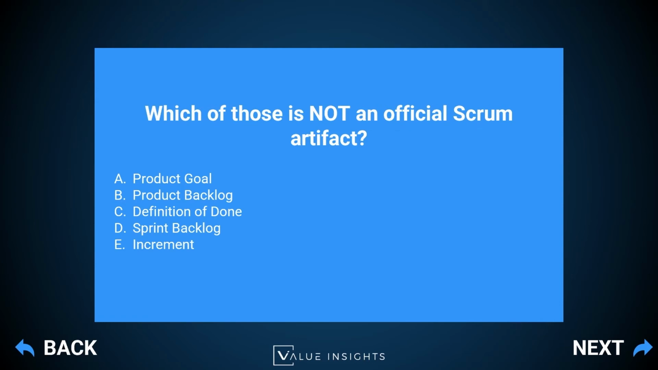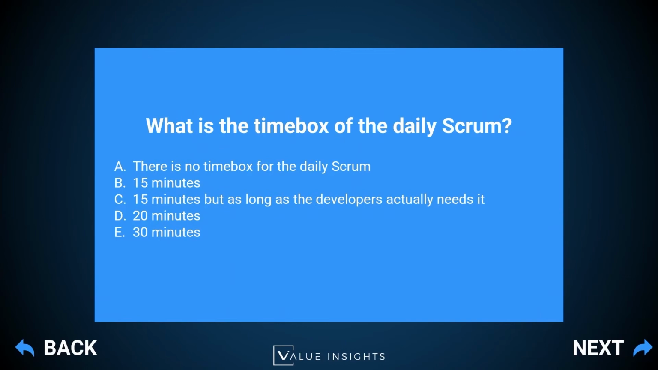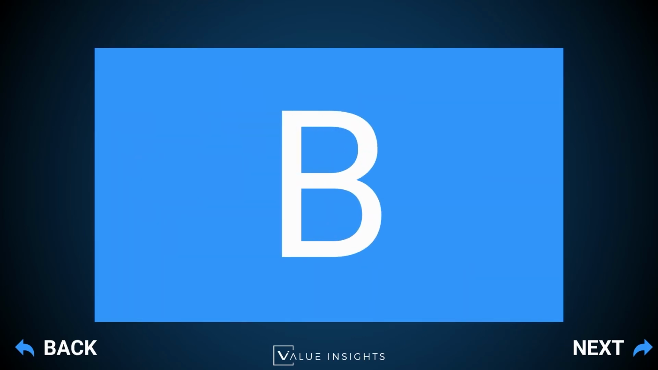Okay, let's have a look at the next question. What is the time box of the daily Scrum? A. There is no time box for the daily Scrum. B. 15 minutes. C. 50 minutes, but as long as the developers actually need it. So it could go above 20 minutes or 30 minutes. Let's have a look at the answer, which is B.